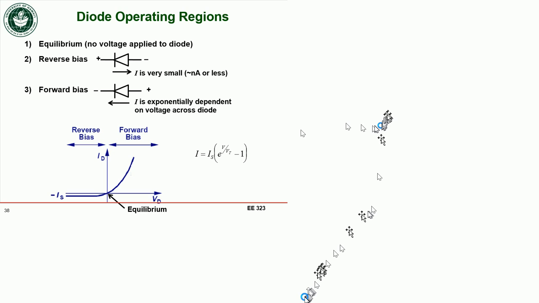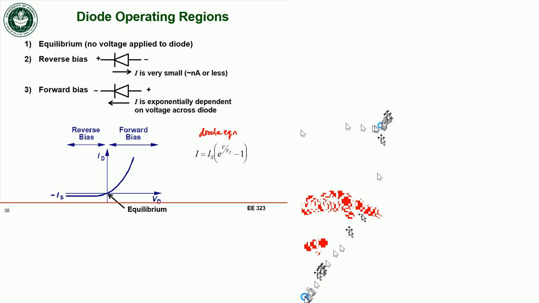And under forward bias, we switch the polarity around, and in this orientation, the current is going to be exponentially dependent upon the voltage that you're applying across the diode. So the current is going to increase very quickly with small changes in voltage. And we saw why that happens. It had to do with the depletion region widening, or the width decreasing, and then increases in those currents. So all of this is described by this diode equation here.